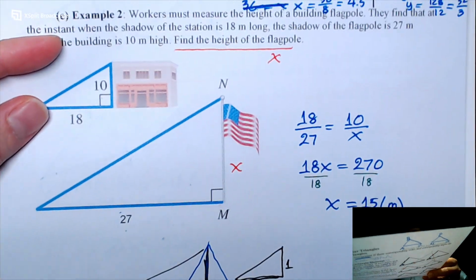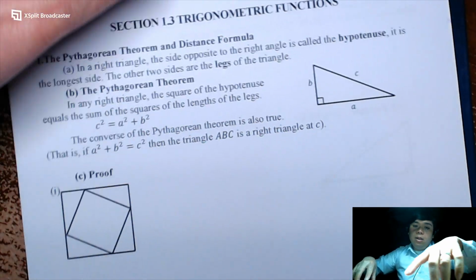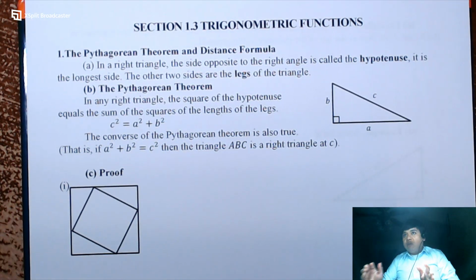Okay, with that, we finish section 1.2. I will go to 1.3: the Pythagorean theorem and distance formula.